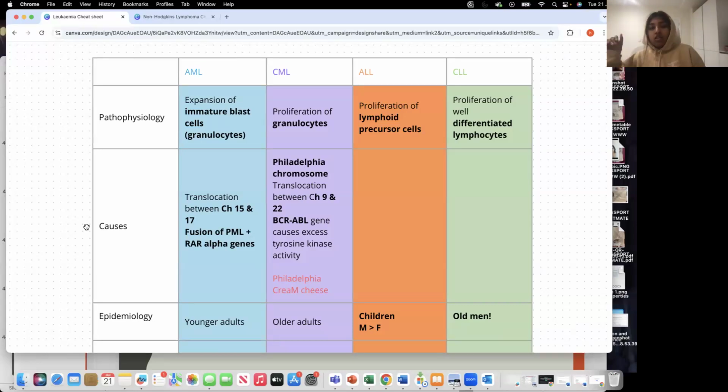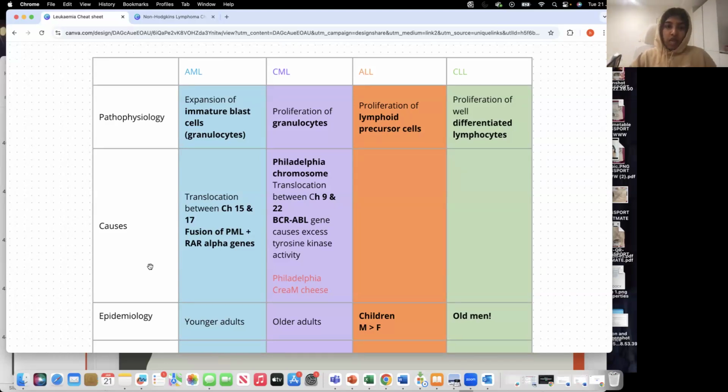So AML, acute myeloid leukemia, is the expansion of immature blast cells. CML is proliferation of granulocytes. ALL is proliferation of lymphoid precursor cells, again, like immature cells. And then CLL is proliferation of well-differentiated lymphocytes.